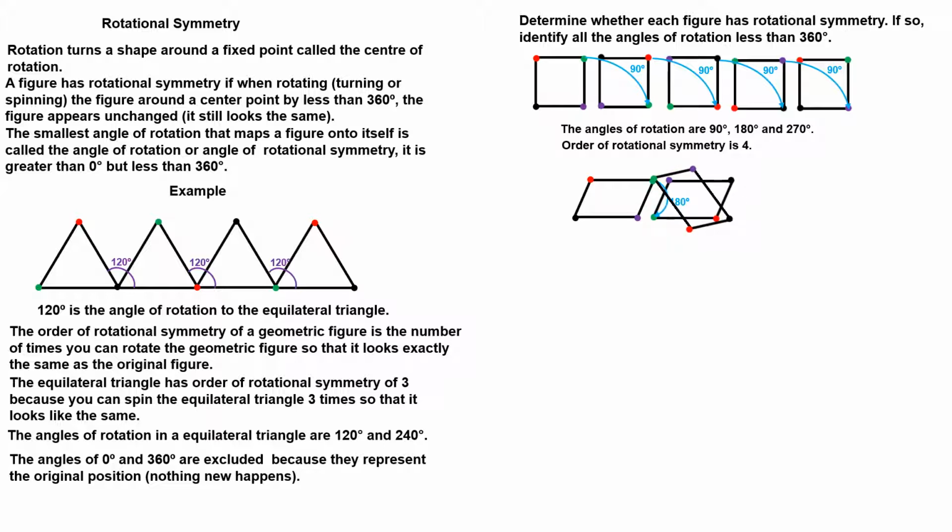The order of rotational symmetry for any parallelogram would be 2, because it took 2 rotations to get back to the original position. The angle of rotation is 180 degrees.